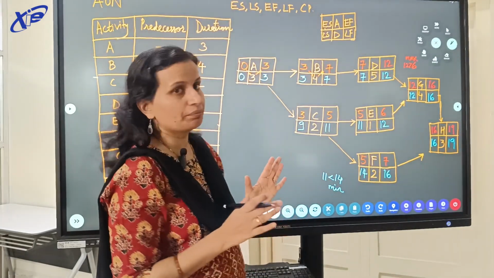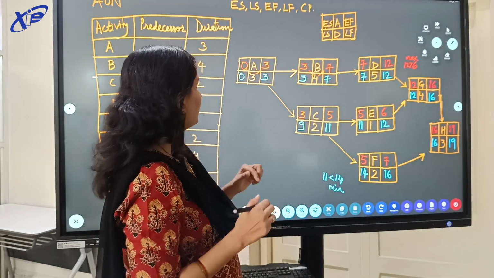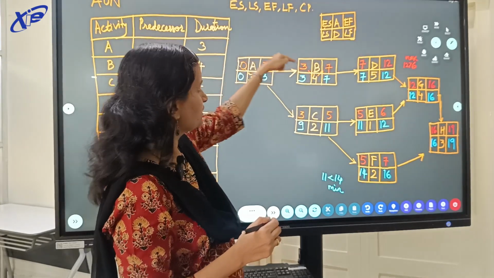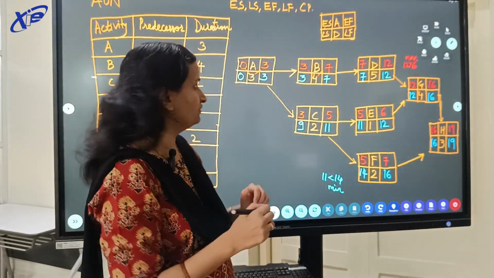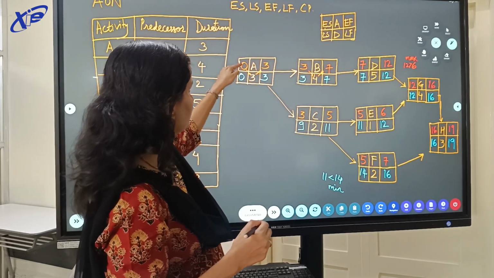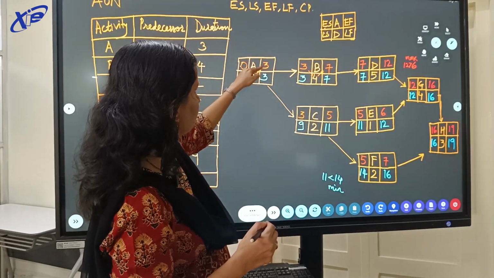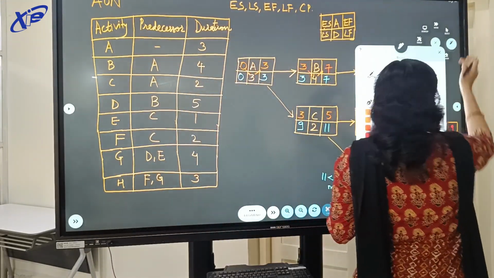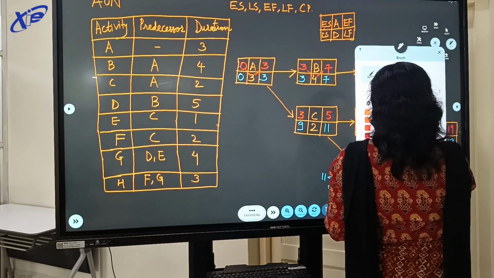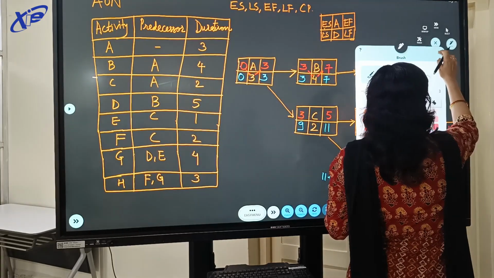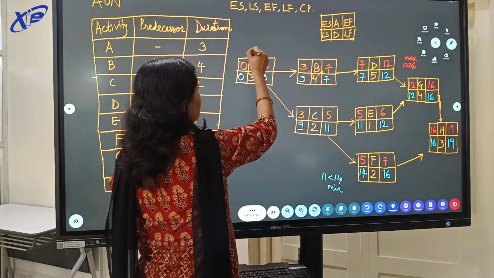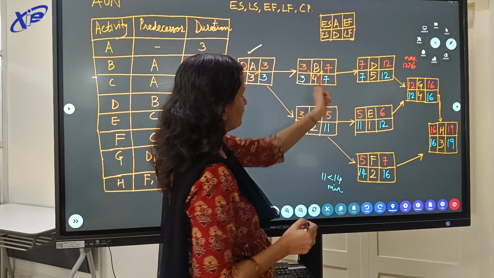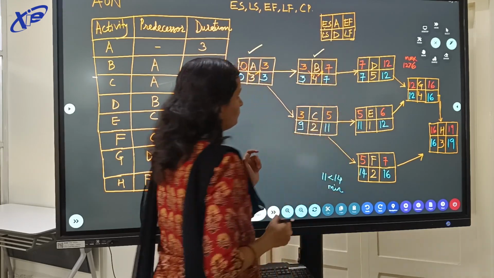Now finding the critical path. In the critical path, the values of ES and LS should be the same. Wherever there are the same values, that will be the critical activity. So in activity A, we have ES and LS the same, and EF and LF the same. So this is my critical activity A. Again for B, 3 and 3 are equal, 7 and 7 are equal. So this is my critical activity B.